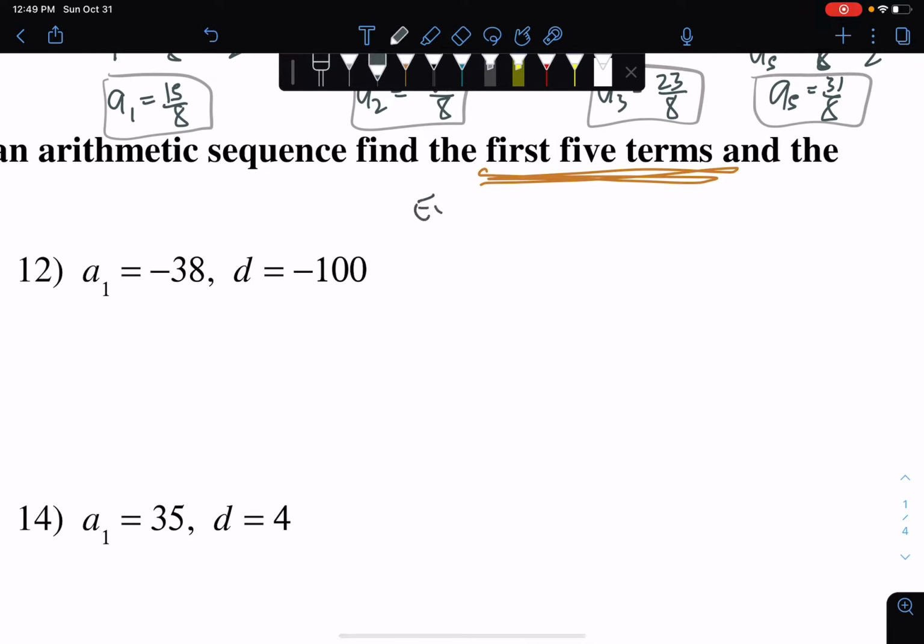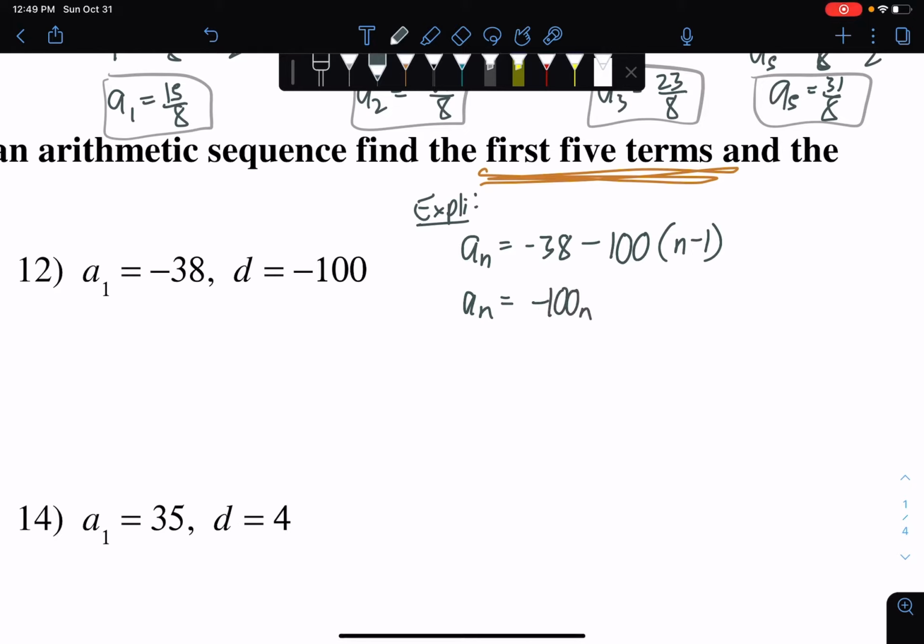So for the explicit, we'll just abbreviate it as expli. a sub n is equal to negative 38, which is a sub 1, plus negative 100, or minus 100. In other words, we simplify this. Negative 100 n and positive 100 plus negative 38, or minus 38, we get 62. So our explicit formula is negative 100 n plus 62.